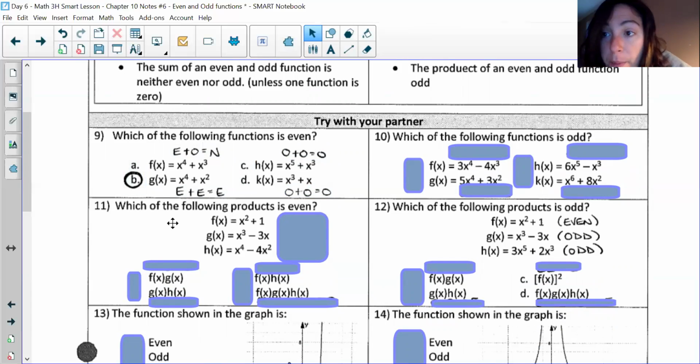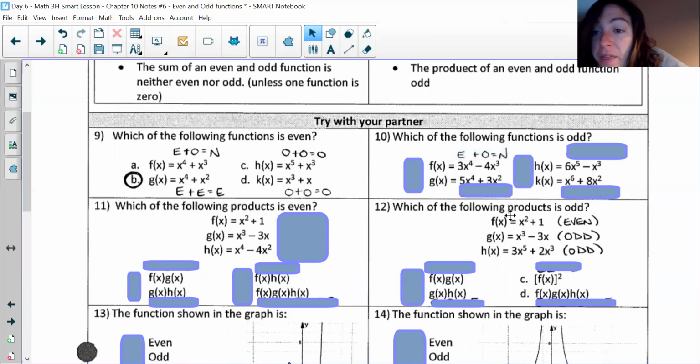And if you're wondering how I'm knowing these are even or odd, I'm looking at the exponents. X to the fourth is an even function. X to the third is an odd function. Which of the following functions is odd? So here we have an even plus subtraction, so plus a negative.